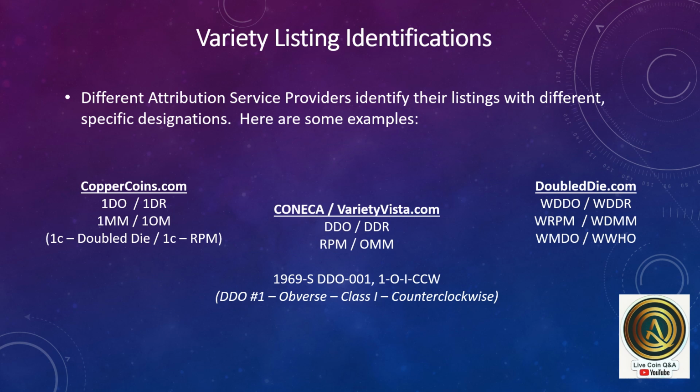VarietyVista as well designates their varieties by class of doubling, obverse or reverse, clockwise or counterclockwise. DoubleDie.com begins their abbreviations with a W.